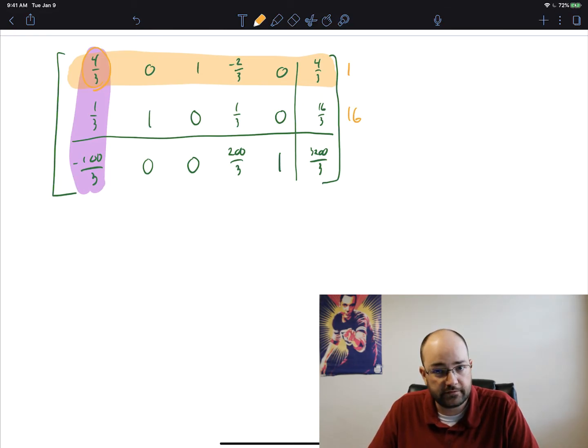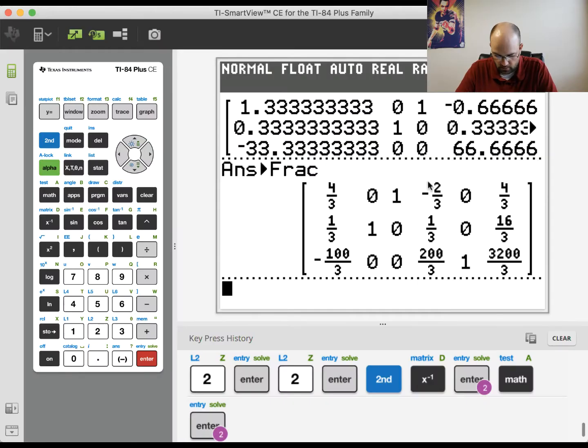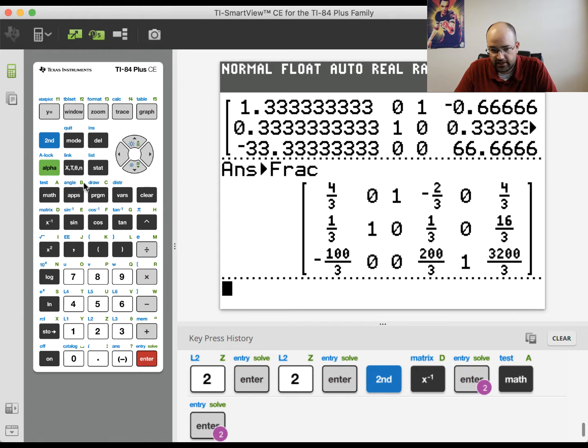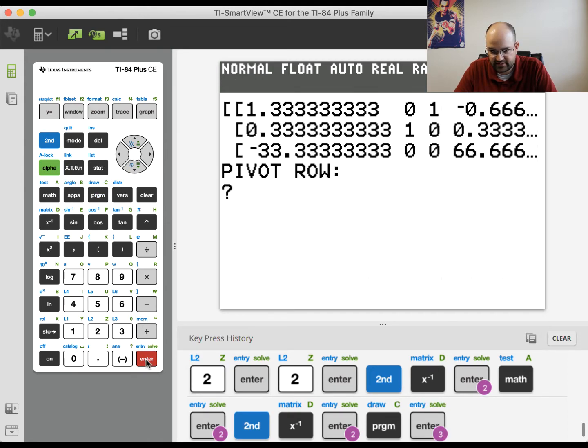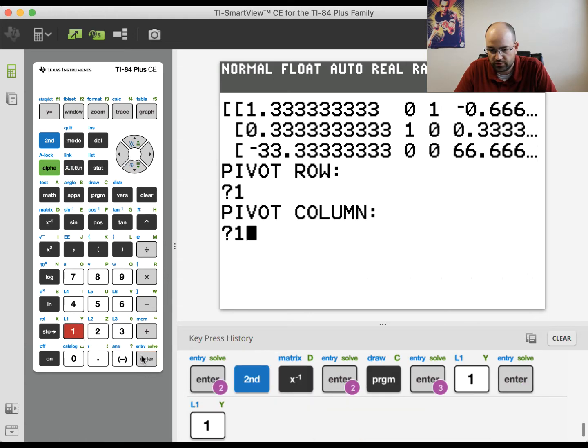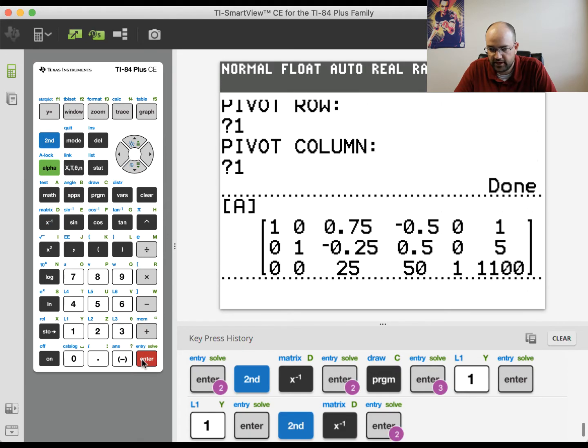Alrighty, now that we figured that out, let's go back to the calculator. See you there. Okay, welcome back. Let's go ahead and notice that if you go into matrix A again, it's still just that one that we have here. So let's just go ahead and go to program, pivot. Notice again, still the same one. And it's row 1, column 1. And it says it's done, so let's go back into matrix, look at A again, and this is our new matrix.